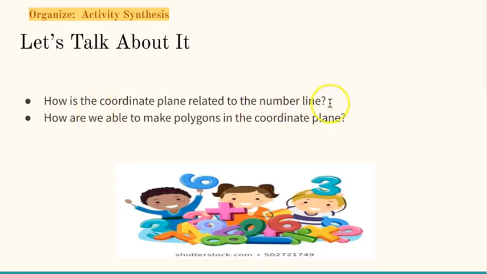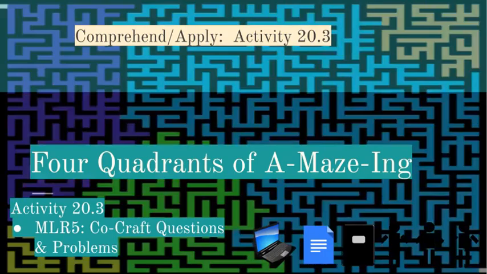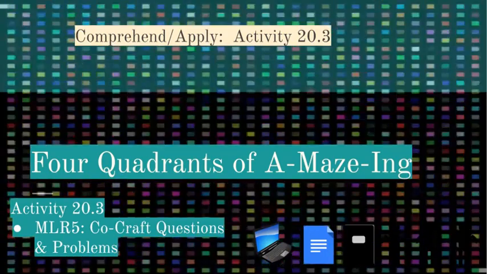So how is a coordinate plane related to a number line? Let's think about that real quick. It's the same sort of thing, right? Basically a coordinate plane is 2 number lines that cross over each other. And then how are we able to make the polygons on the coordinate plane? Well, once we plotted our points, it was just a matter of connecting those points to make a closed figure that was a particular type of polygon. All right, let's go with something else that's amazing.